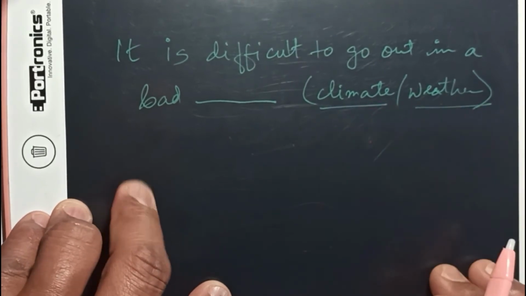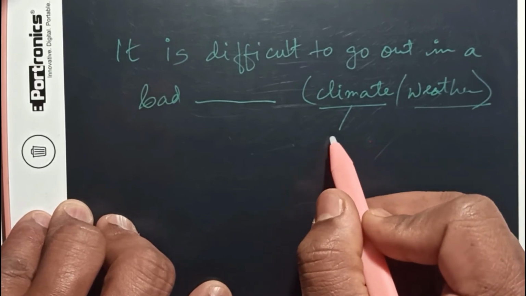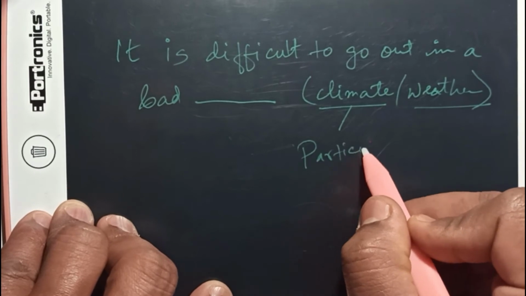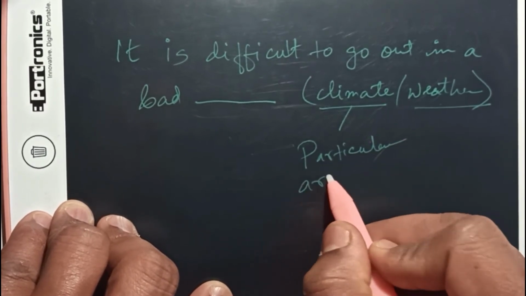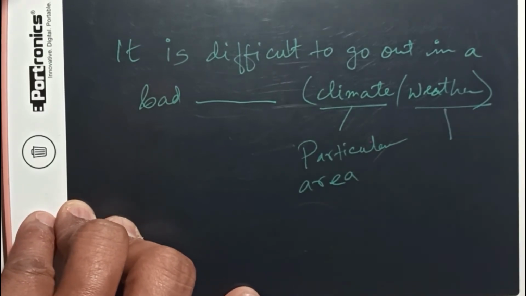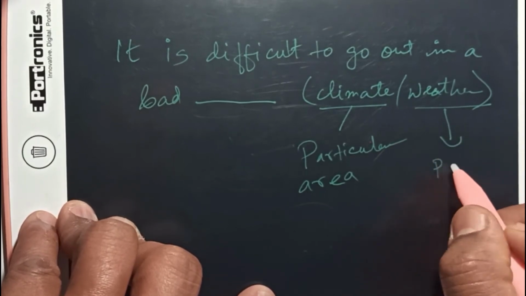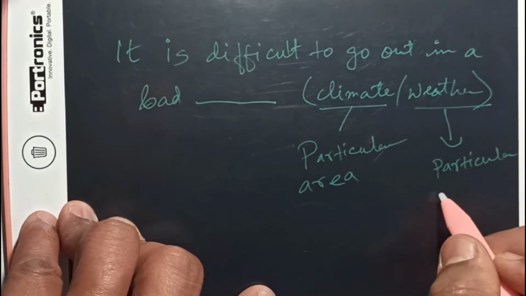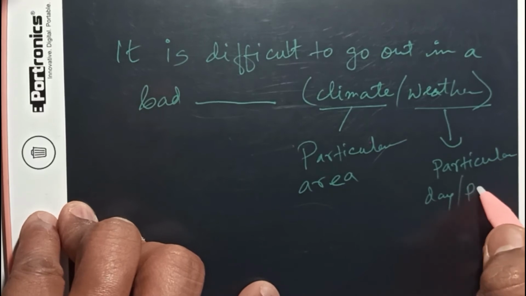Which one do we have to choose? Climate concerns a particular area, and weather is concerned with a particular day, particular place.